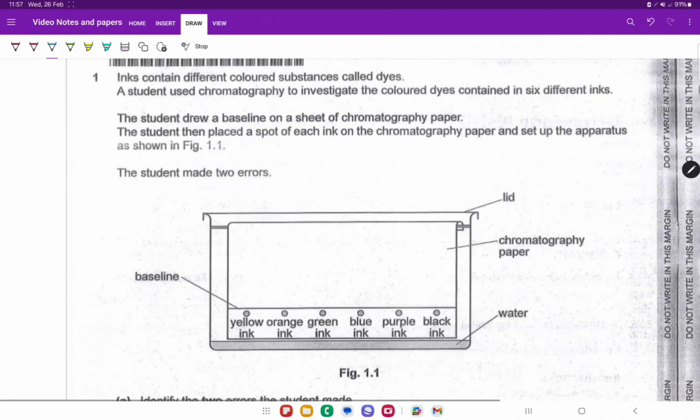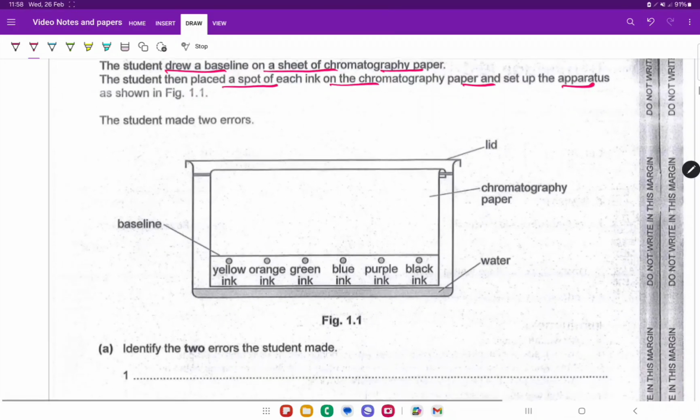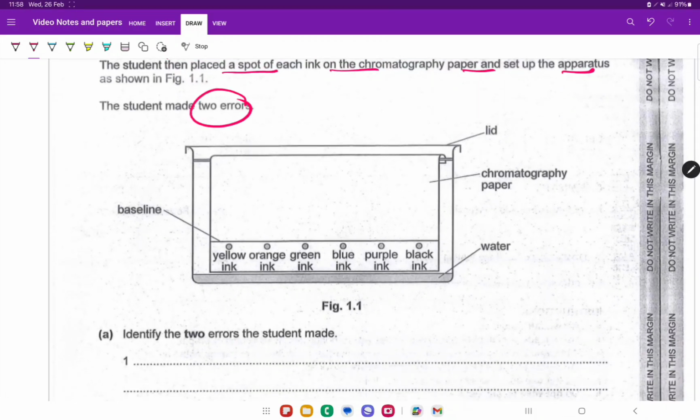Ink contains different color substances called dyes. It is a chromatography taking place here. As you can see in the diagram, ink contains different color dyes, and a student used chromatography to investigate the color dyes contained in 6 different inks. There are 6 different types of inks in this diagram, and he drew a baseline on a sheet of chromatographic paper and then placed a spot of each ink on the paper and set up the apparatus as shown here. Now he had made 2 errors.